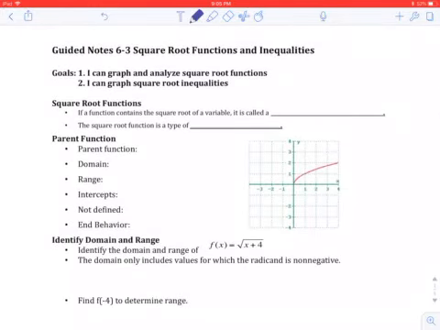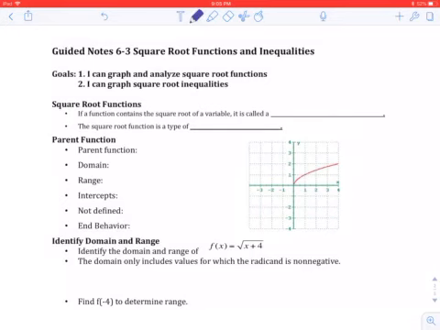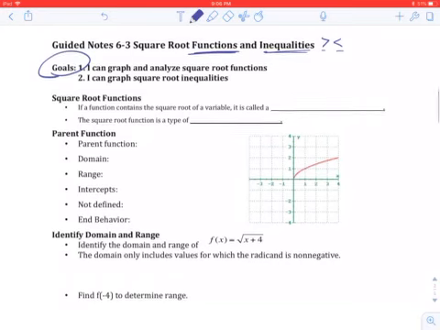All right, guided notes on our square root functions and inequalities. Functions, so we know that when we plug in an x, we get out a y, right, in an f of x. Inequalities, of course, remember that greater than or less than, greater than is the first one there, the less than. Of course, the or equal to's, and we'll take a look at what those might look like on a graph as well. So hopefully by the end of this video, our goal is for you to be able to graph and analyze your square root functions and inequalities.